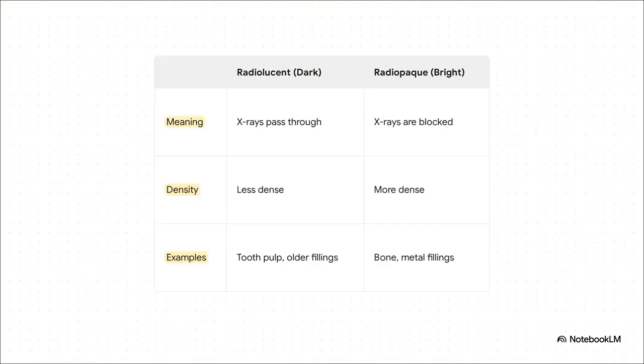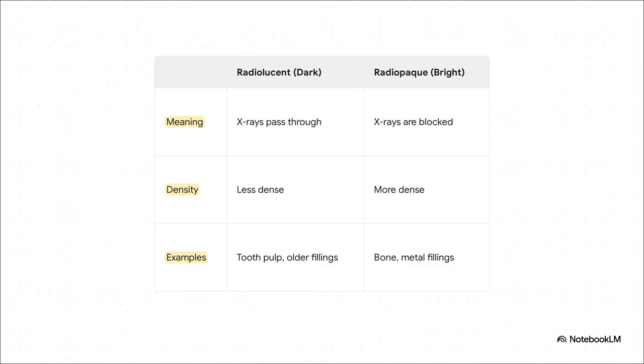So, here's the number one rule, the most important thing to get. The brighter something looks on that X-ray, the denser it is. Think about it. Stuff that's radiopaque, that's the fancy word, like a metal filling or the super hard enamel on your teeth, it's so dense it literally blocks the X-rays. That's why it leaves a bright white spot.